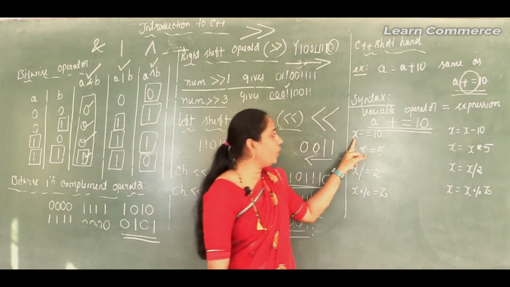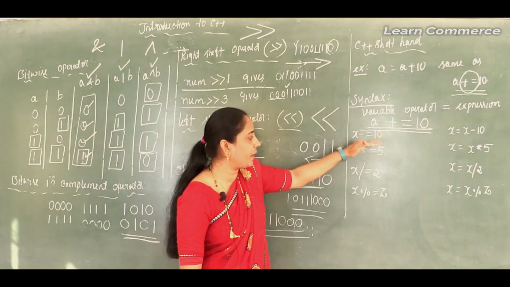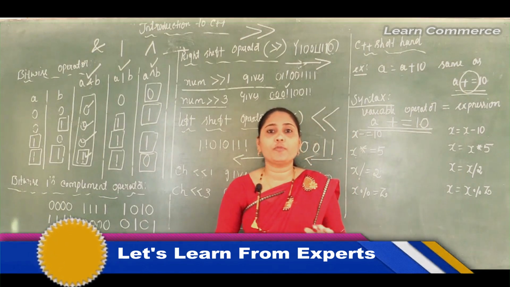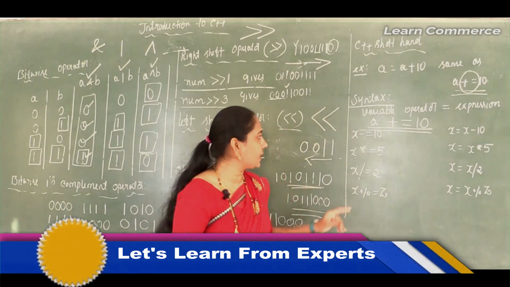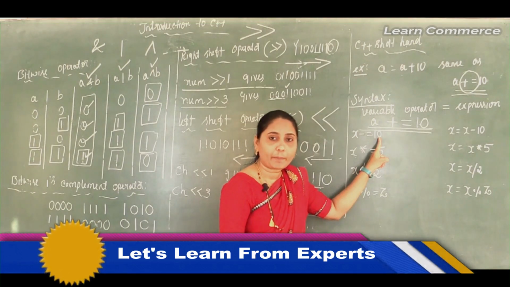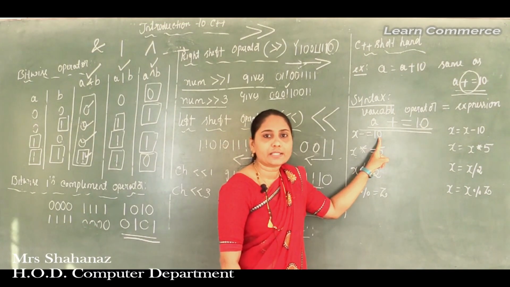Here we wrote the shorthand one by one, and many shorthands are there. Now how to write it in the full form? We can write x -= 10 the same as x = x - 10.